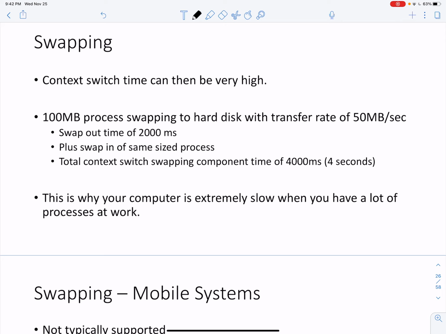And this is the reason why when you have a very small memory space, your experience with your computer is going to be extremely bad. You feel like your computer is really sluggish. This is not because your CPU is slow. It's because your operating system is spending most of the time just switching, just doing swapping.